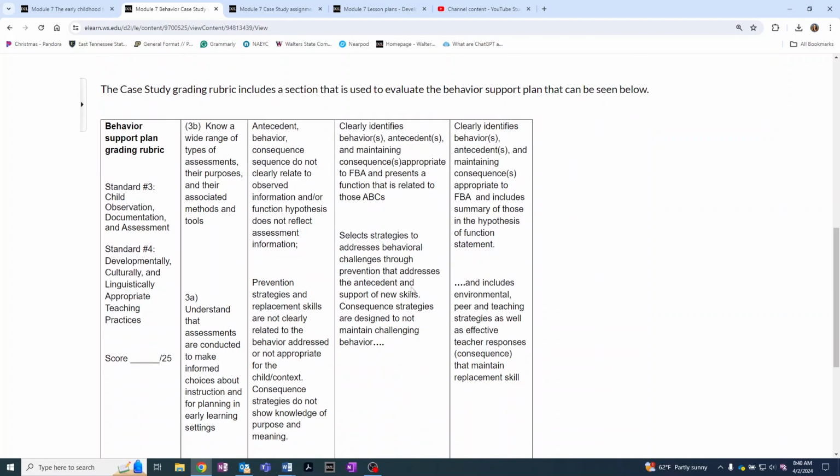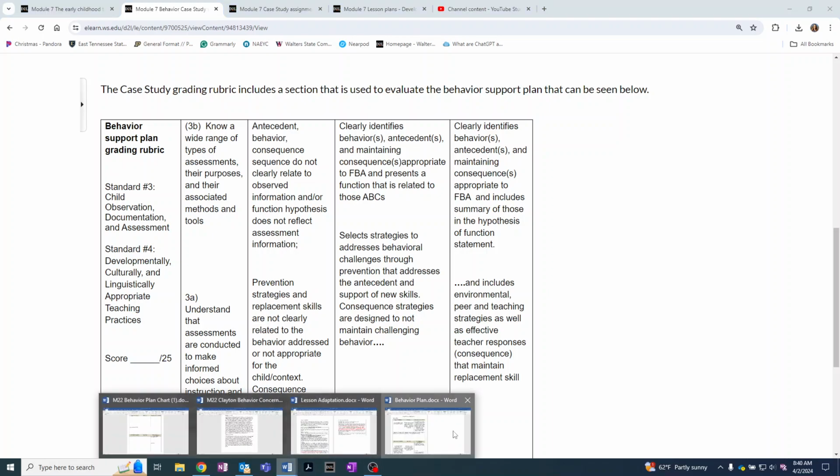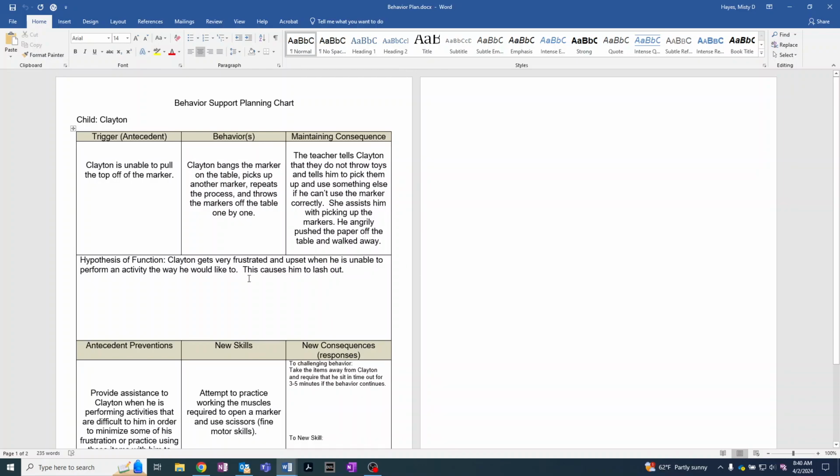And by the way, I did list the rubric here, so that way you will understand what I'm looking for. So I'm going to show you an example of a behavior plan of Clayton. What we showed you here is exactly the things that are happening with that challenging behavior. They chose challenging behavior 1 with the markers. Clayton is unable to pull the top off the marker. That's what's triggering him to get upset. He needs help. He doesn't know how to communicate that.